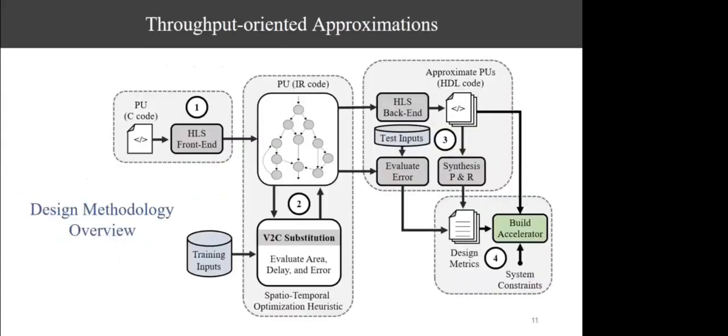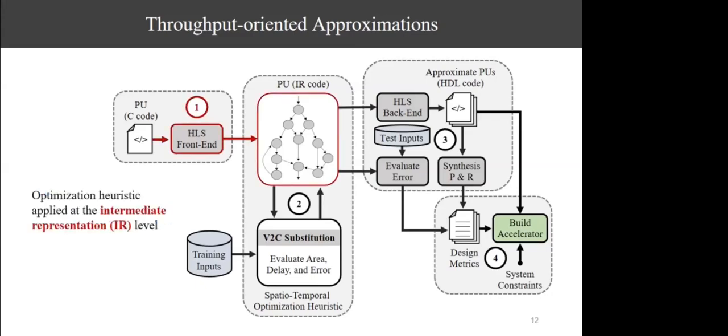Here we have an overview of our design methodology. It automatically explores approximations for yielding Pareto-optimal accelerators in terms of output errors and throughput, given an area constraint, or in terms of error and area, given a throughput constraint. The inputs are the PU description in a high-level language and a set of representative inputs for training and quality evaluation. The output is a set of approximated PUs described in HDL code and ready to be synthesized down to a hardware platform like ASICs or FPGAs. As you can see, the methodology is divided in 4 major steps.